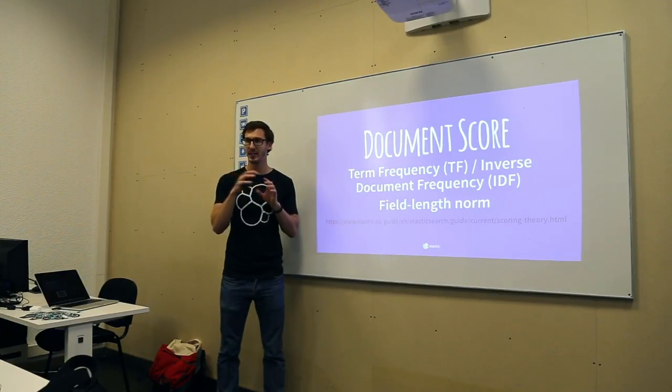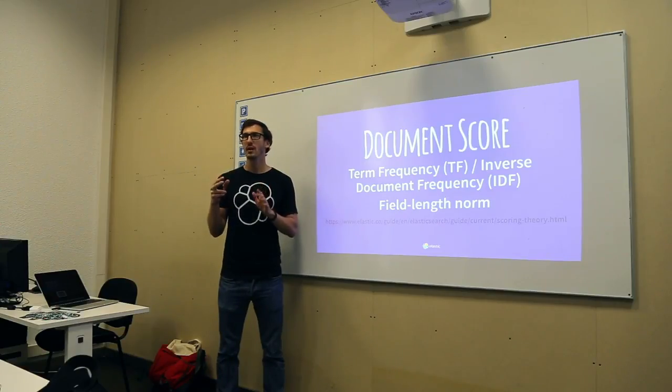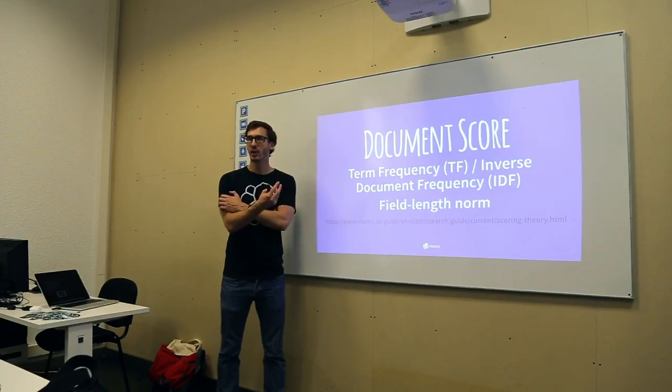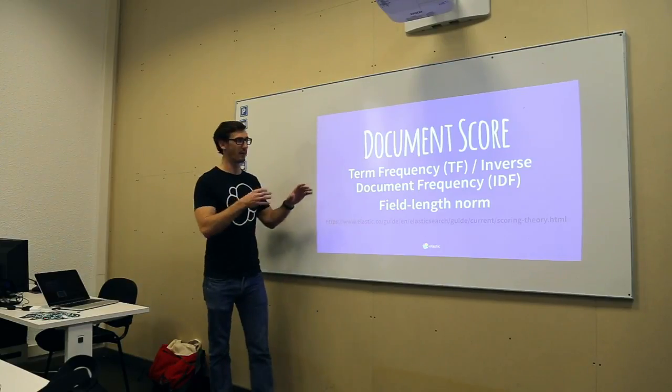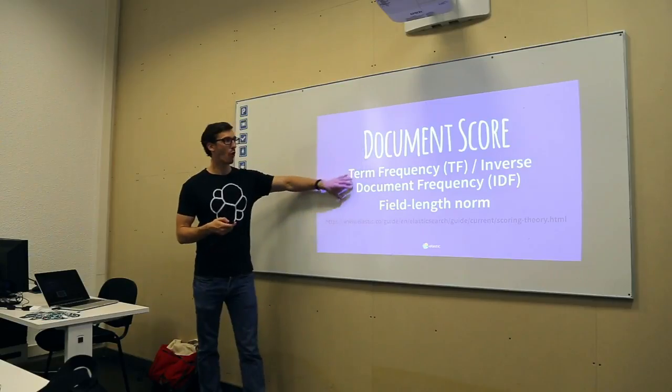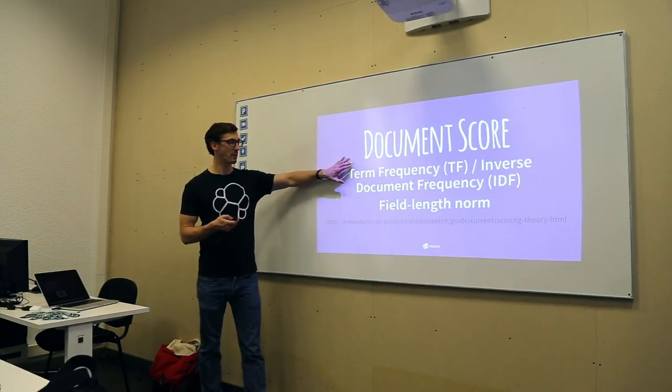So if you have a title with just like 5 words, any match in the title is more relevant than the text body with 1,000 words, for example. These are kind of the general ideas of how to actually score and rank words and terms.